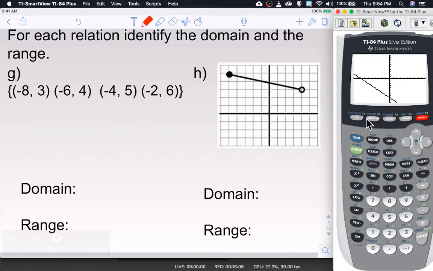Go ahead and pause the video and try these two as well, letters G and H. When you're ready to continue, hit play, and we will go through it together.